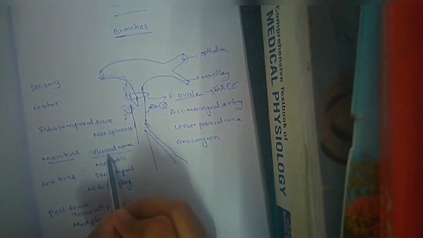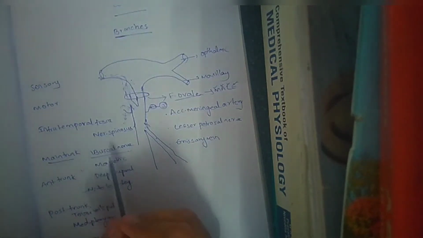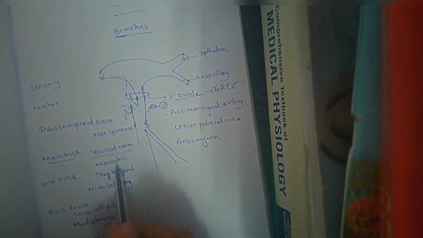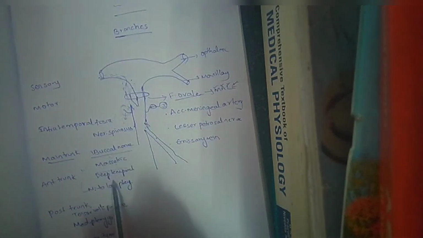Buccal nerve supplies the mucous membrane around the buccinator but not the buccinator muscle. Buccinator muscle is supplied by the branches of the facial nerve. Masseteric nerve supplies the masseter muscle. Deep temporal nerve supplies the temporalis muscle. Nerve to lateral pterygoid supplies the lateral pterygoid muscle.